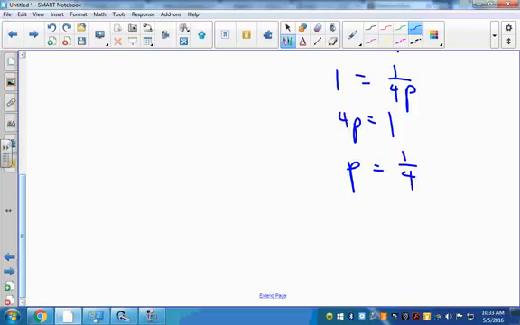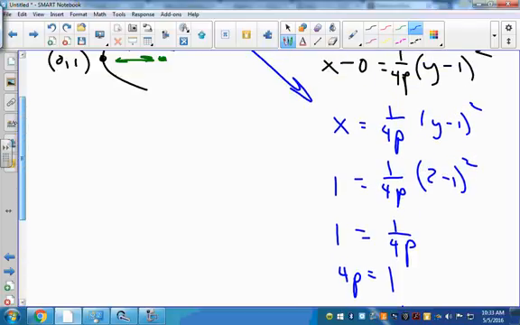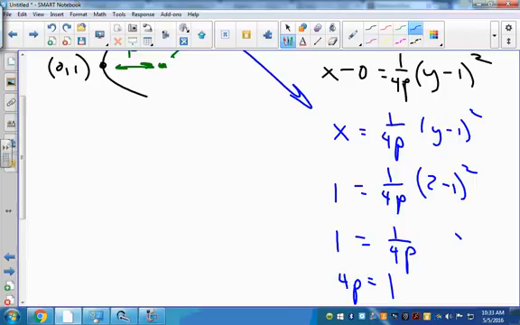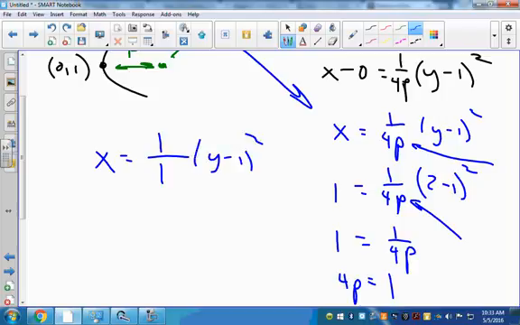Now, once you have that focal distance, you just put that number right there. P is equal to 1/4, so here's the final answer. I'm sorry, put it right there. So we have x is equal to 1 over 1, y minus 1 squared. X is y minus 1 squared. Done. Okay? Pretty straightforward problem.